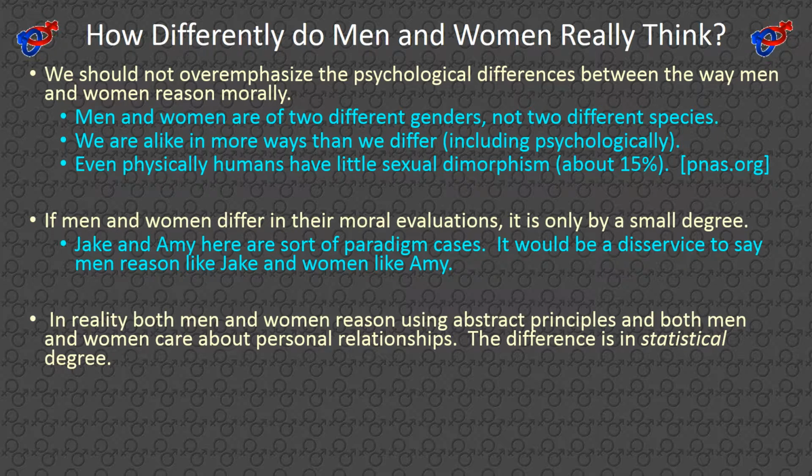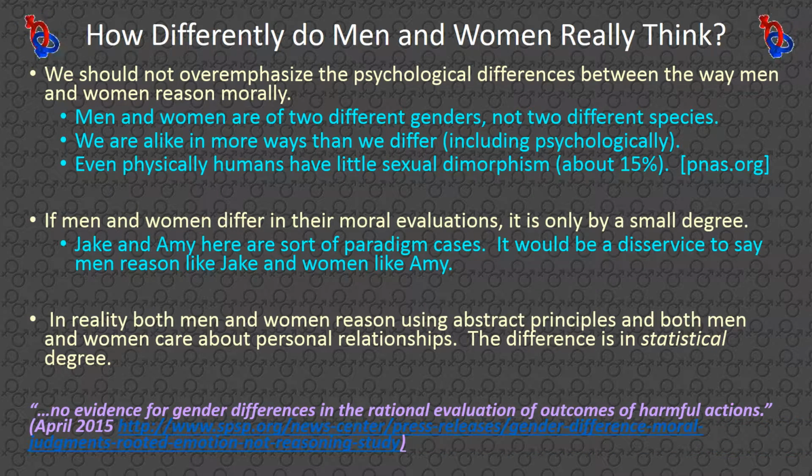A recent study by the Society for Personality and Social Psychology found that one reason for differences in moral judgments between men and women was that women have a stronger emotional reaction to harmful actions, but that there was no evidence for gender differences in the rational evaluation of outcomes of harmful actions.